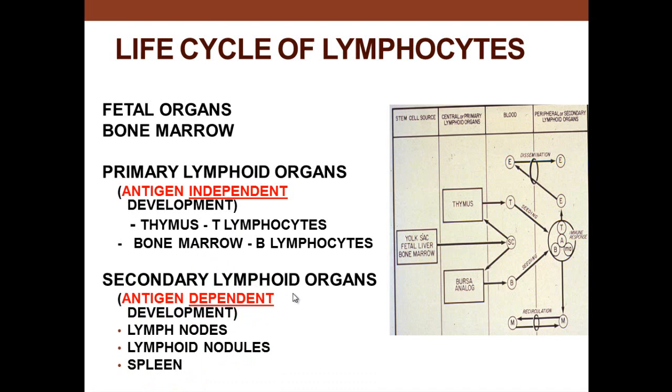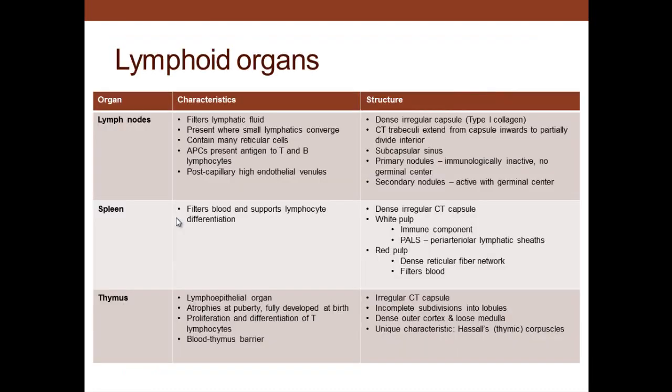In those organs, you want the antigen to interact with the cells. So lymph nodes, lymph nodules, and spleen are where the antigens, the bacteria or whatever they're going to kill, the viruses or parasites, interact with the cells that can respond. But in the primary organs, you want them to develop independent of the antigens until they get things sorted out.